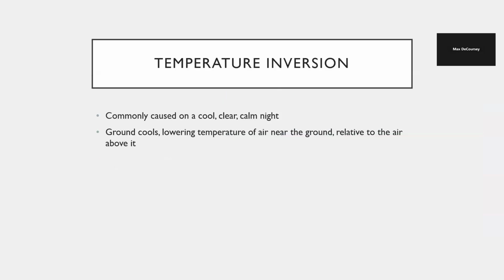You'll commonly see this on a cool, clear, calm night. So what happens on a cool, clear, calm night is when you don't have clouds at night, clouds normally act as kind of insulation, is the way to think about it. They trap heat between where the clouds are and the ground. So when you don't have those clouds, the ground will radiate its heat away very quickly. And that will quickly cool the air near the ground relative to the air above it. So now you'll have very cool air near the ground and slightly warmer air above it, and that'll be a temperature inversion.